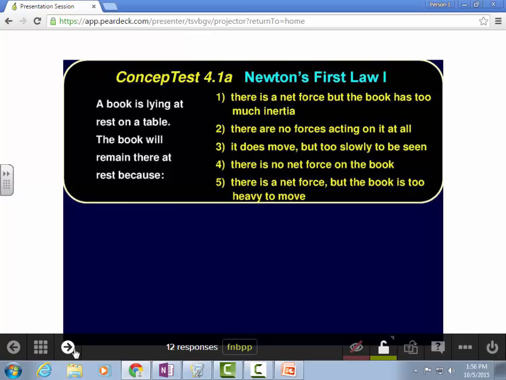Normal force, gravity. That's it. All right. So, time. And what do we have? 4 is correct. There's no force on the book. That's why it's at rest.